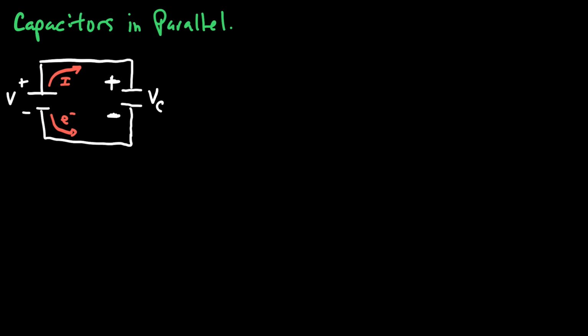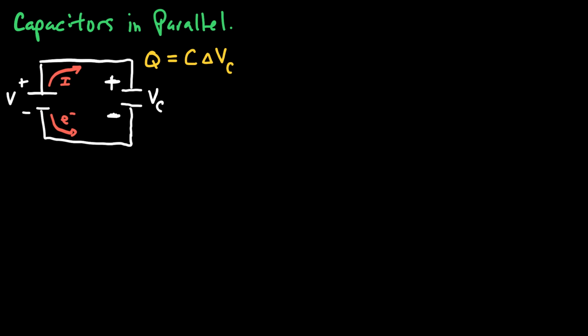We've also seen that the voltage across the capacitor, the capacitance of the capacitor, and the charge stored on the plates are related by a simple equation which says that the charge stored on the plates, Q, is equal to the capacitance of the capacitor times the voltage across the capacitor's two plates, that potential difference.